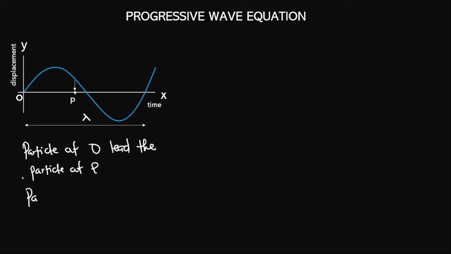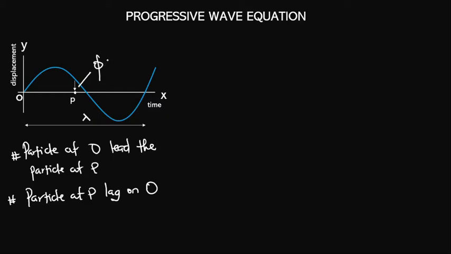So this is one. This is the particle at P lagging on the particle at O. The fact that the particle at P lags on the particle at O, or the particle at O leads the particle at P, is by a phase angle, and that phase angle is what we have over here. This is what we call our phase angle.